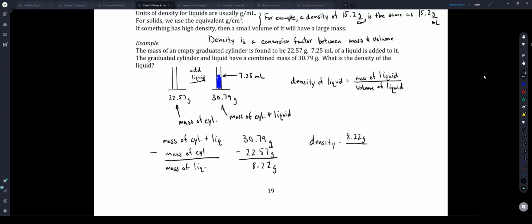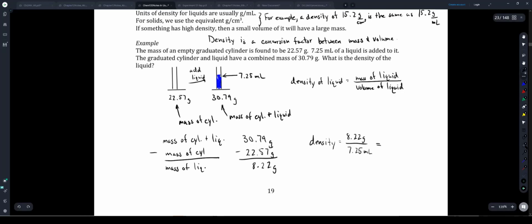What's the units of the volume? Great. Yeah, be very careful. Mass is the grams part. What's the volume? 7.25 milliliters. Excellent. 7.25 milliliters. Good. Can those cancel or no? Grams and milliliters. They are different kinds of units, so they cannot cancel.